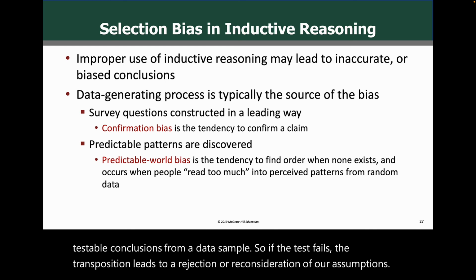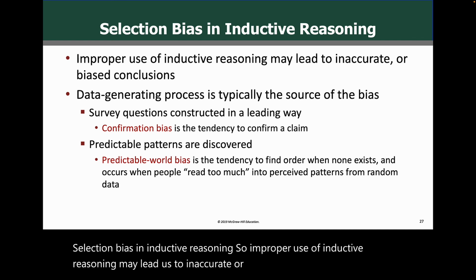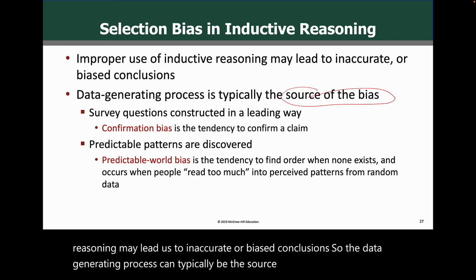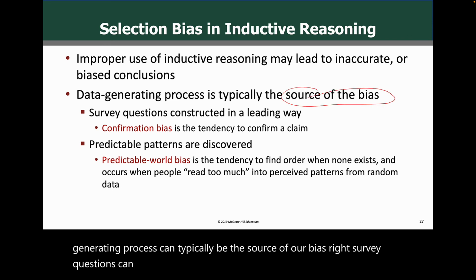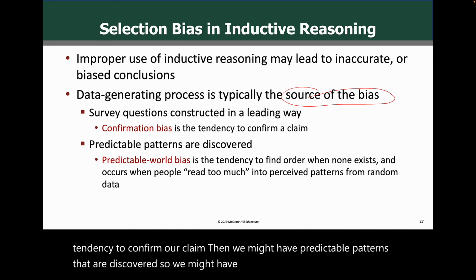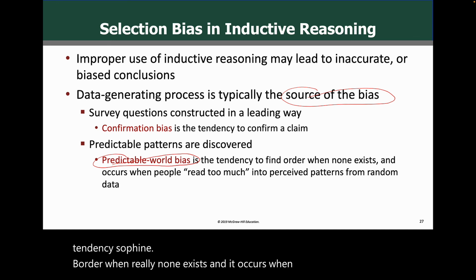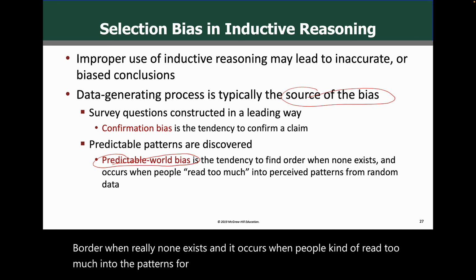Selection bias in inductive reasoning. Improper use of inductive reasoning may lead us to inaccurate or biased conclusions. The data generating process can typically be the source of our bias, right? Survey questions can be constructed in a leading way. Confirmation bias is the tendency to confirm our claim. Then we might have predictable patterns that are discovered. So we might have a predictable world bias, that is the tendency to find order when really none exists, and it occurs when people read too much into the patterns from random data.